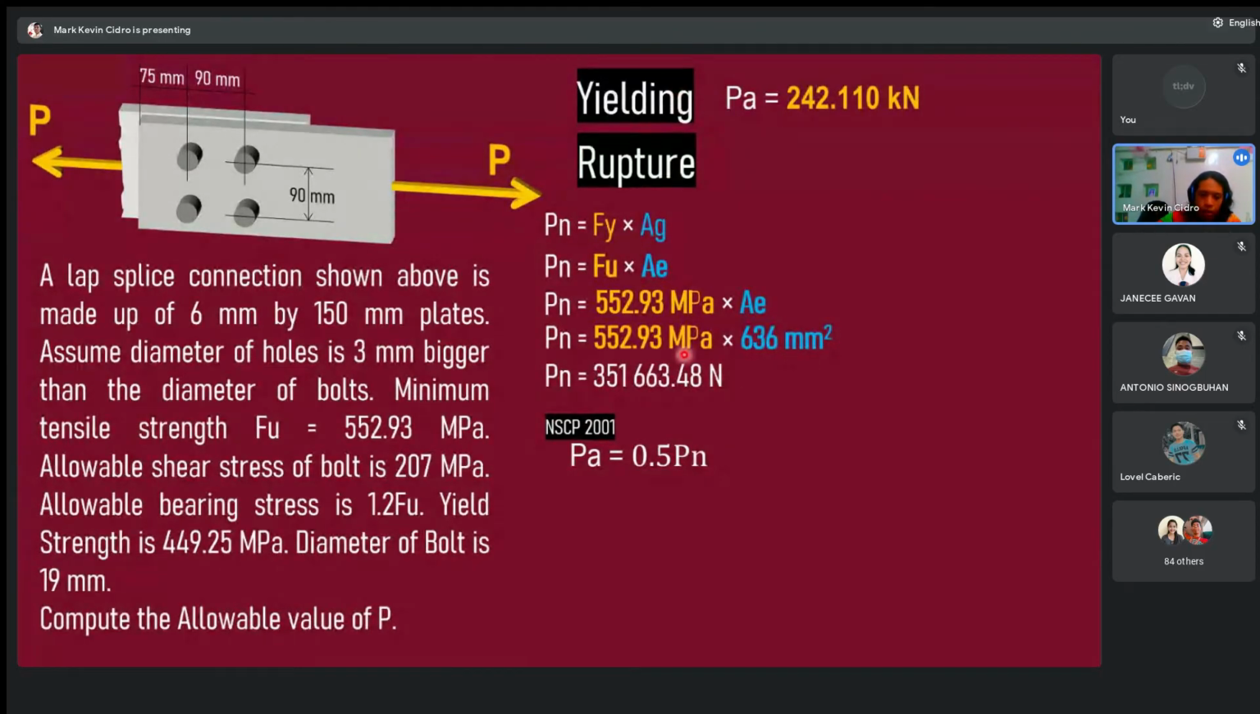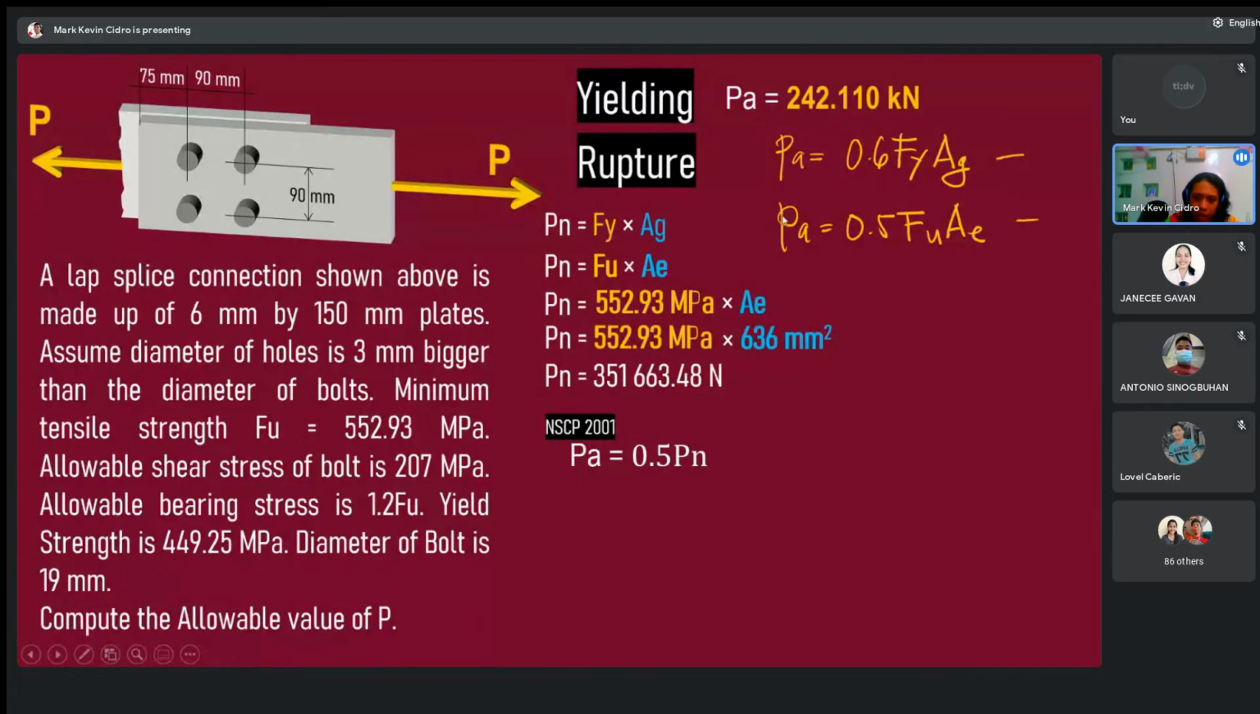I will write it so you can see it. For yielding, PA is equal to 0.6 Fy times the gross area. For rupture, PA is equal to 0.5 Fu times AE. Okay, do you see it? Do you see the difference between them?